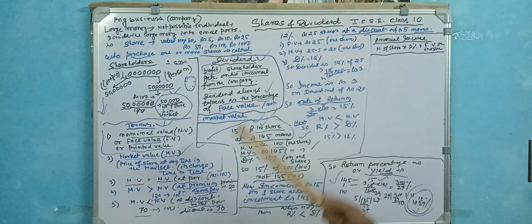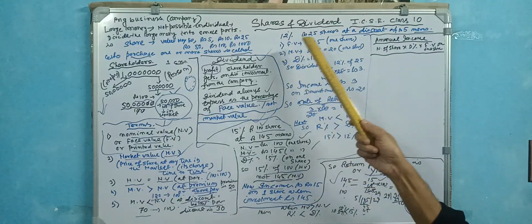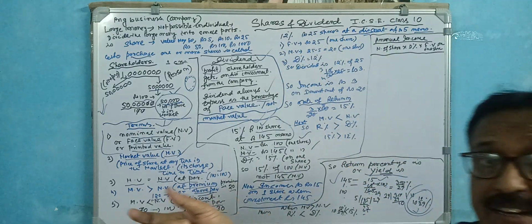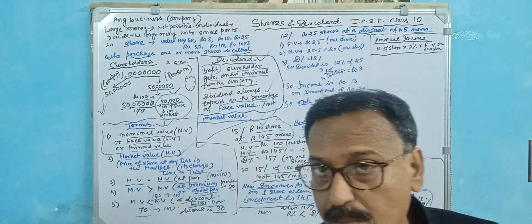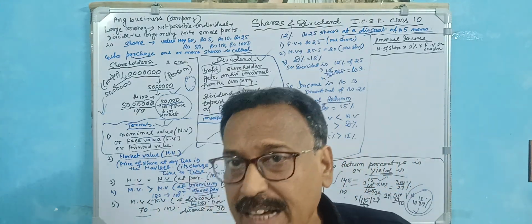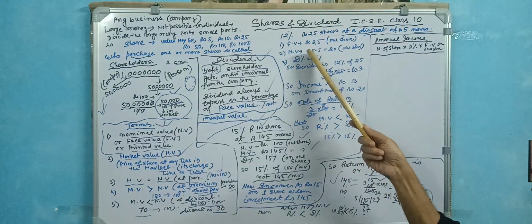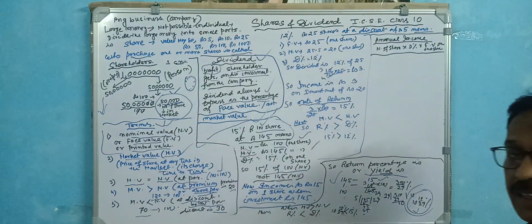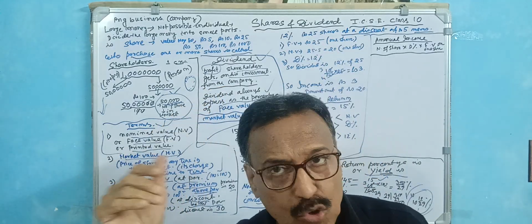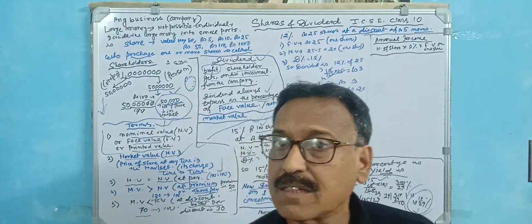Now the market value, market value at a discount of rupees 5, মানে 5 টাকা কমে, that decreasing rupees 5, that means actually 25 minus 5, 20 for one share. তাহলে what is the company's value? 25, market value is 20, that is discount.